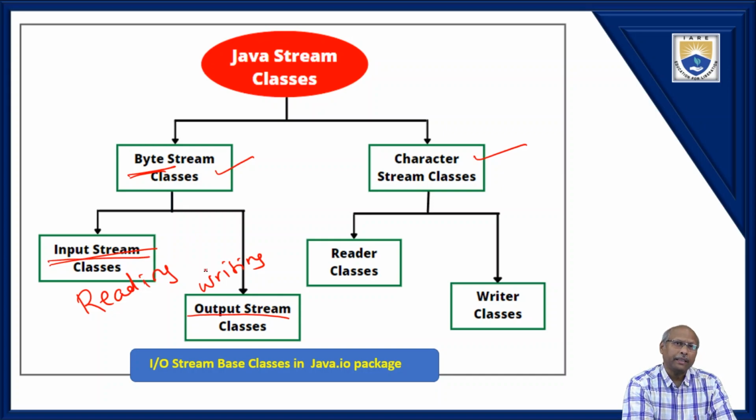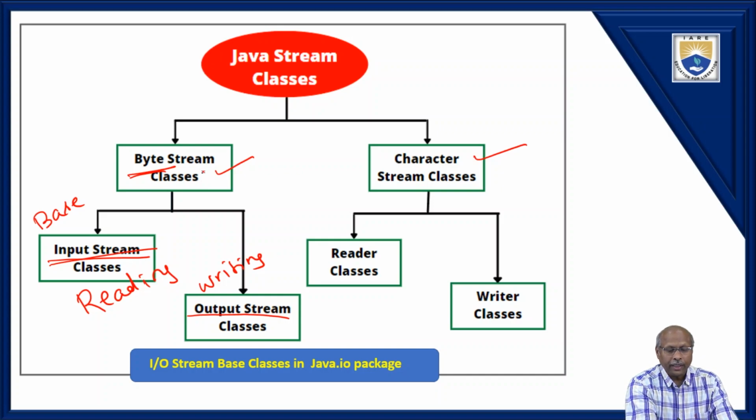There are two standard classes available in the IO package for byte-oriented streams. These are the two base classes, one for reading and one for writing. The base class for byte stream for reading is InputStream. The base class for writing for byte stream is OutputStream.